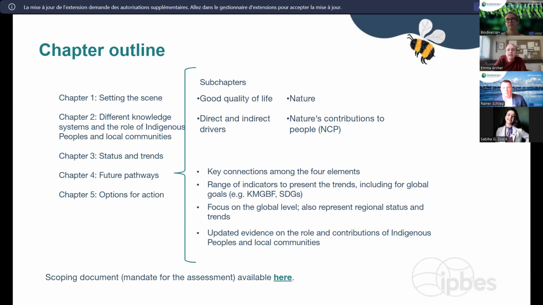We're looking at a range of indicators to present the trends, including for the global goals, but not just for those. We are focusing on the global level, but also looking at representing regional status and trends, and we're under discussion at the moment around how to do that amongst the different IPBES regions. And finally, as I've said, in terms of looking at cross-cutting evidence on the role and contributions of Indigenous peoples and local communities. So, for example, where Indigenous peoples and local communities' conservation governance as a case study contributes to species recovery. That's something where we're having a lot of discussions. Next slide, please.